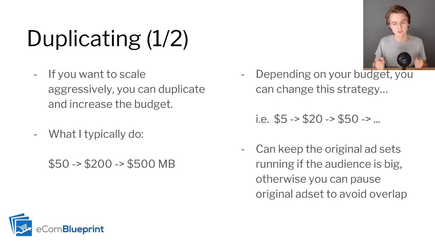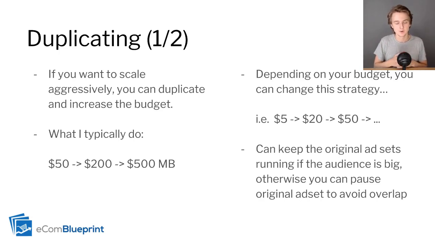Now, depending on your budget, you can change the strategy. So you could go from $5 to 20 to 50. The daily budget that you start out with really doesn't matter. The only difference is how many results you're going to get. So depending on your budget, you can make the strategy your own, and you can keep the original ad sets running if the audience is big. Otherwise, you can pause the original ad set to avoid overlap.